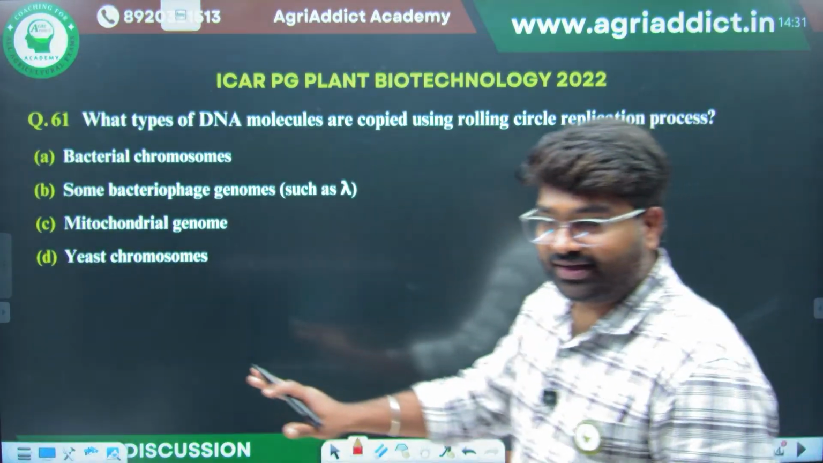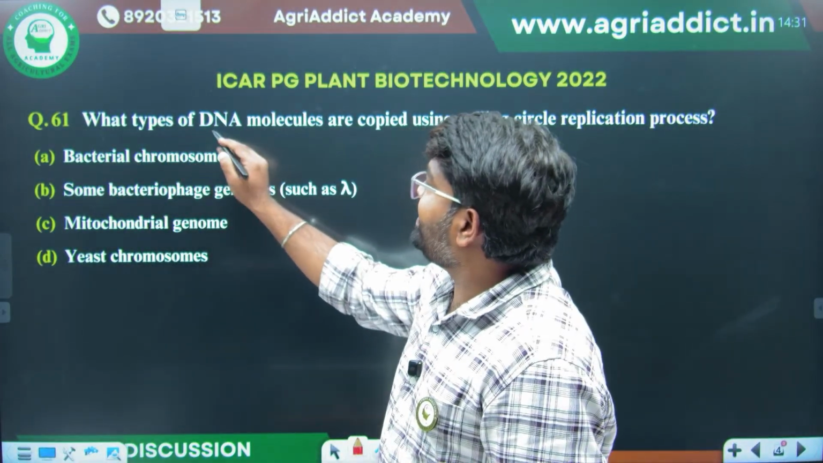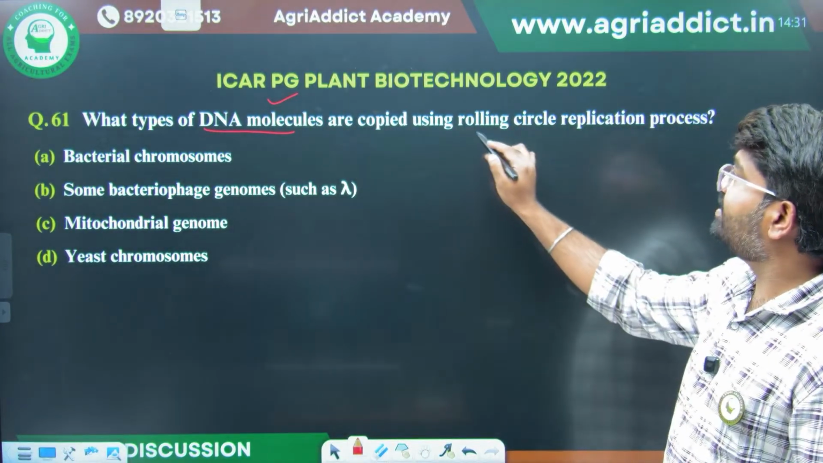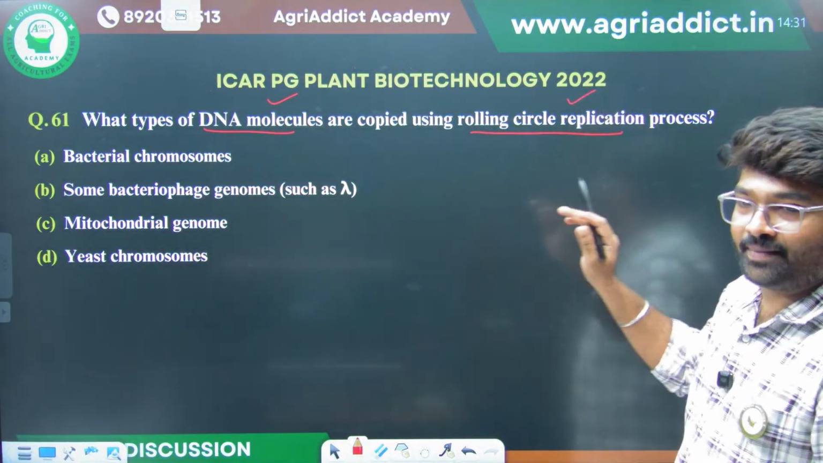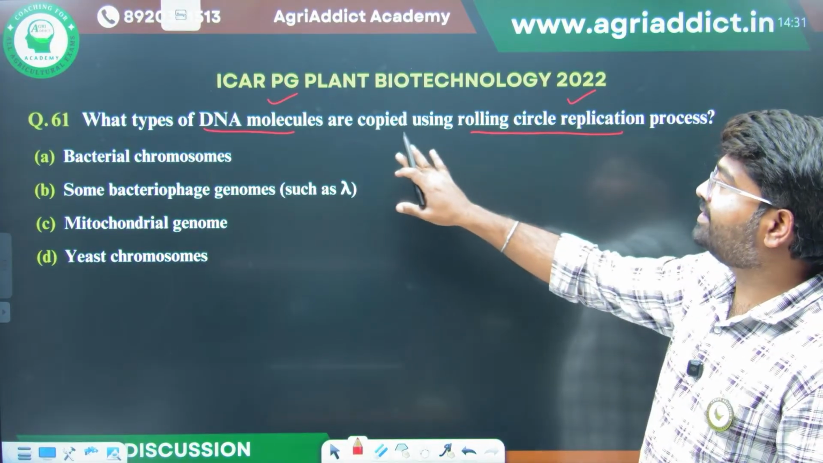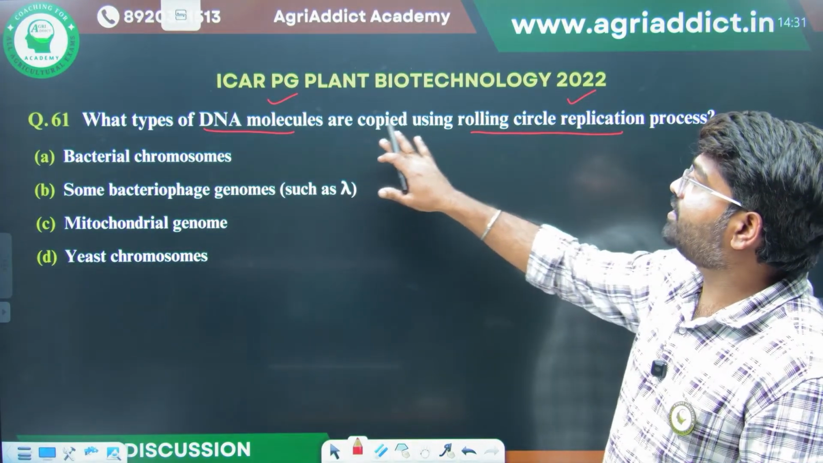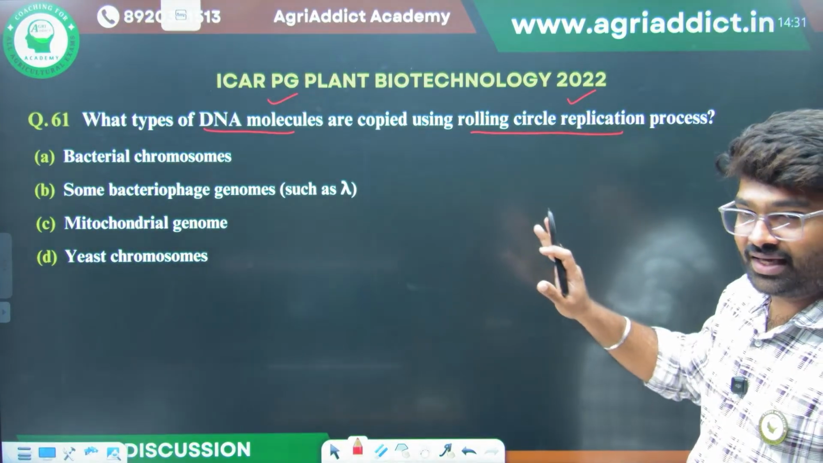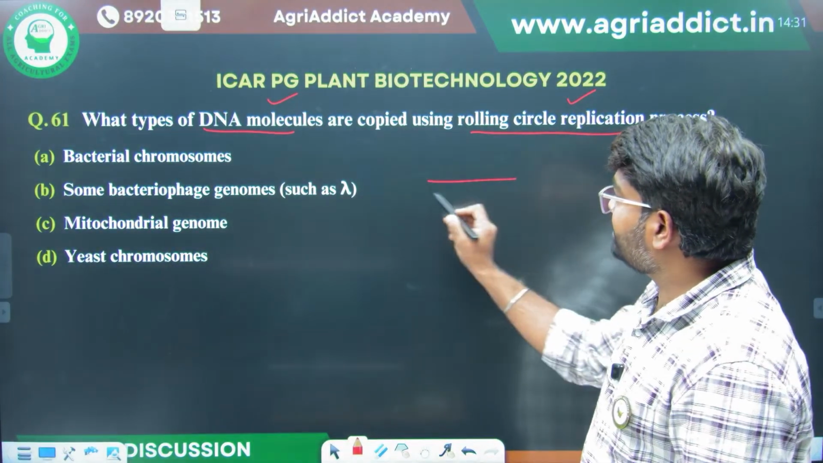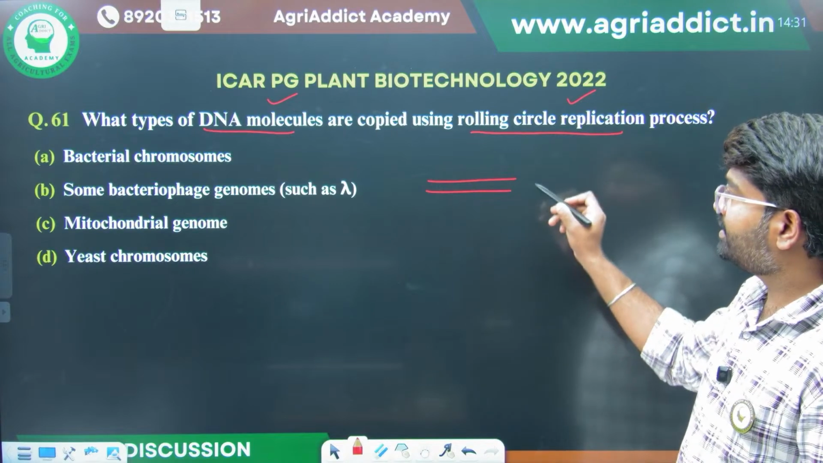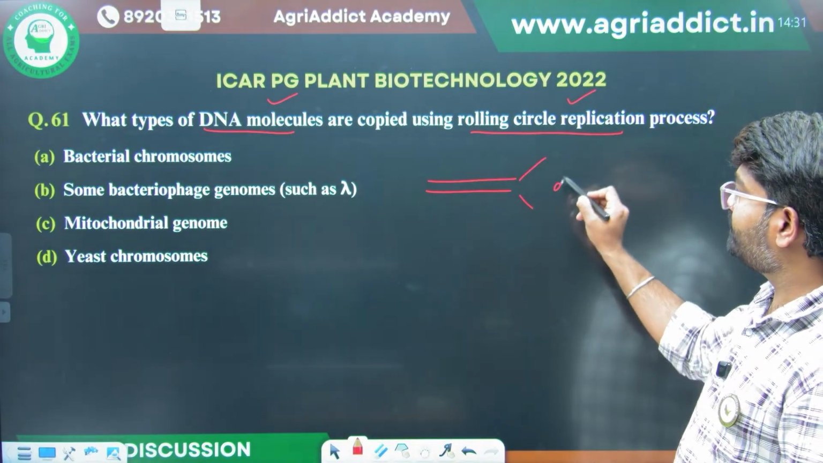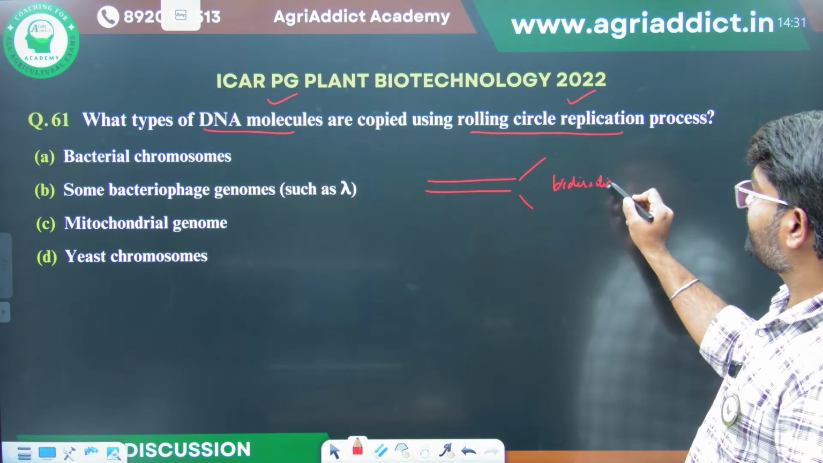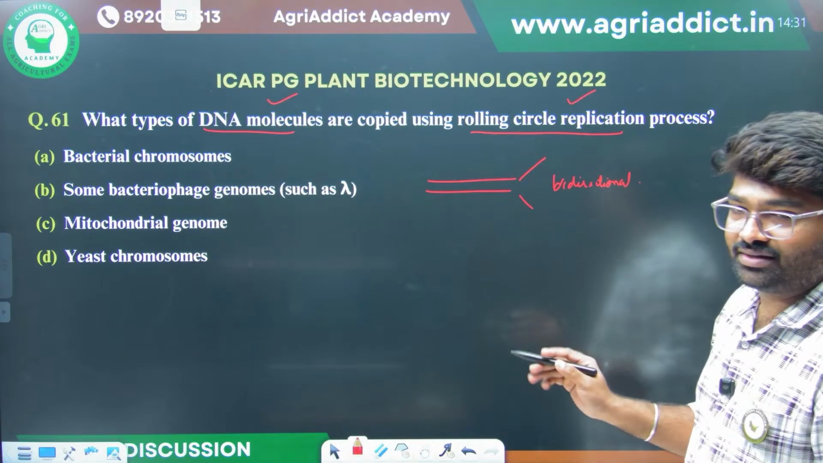First question, what are they asking? What type of DNA molecules are copied using rolling circle replication? They are asking in which type of DNA molecules the rolling circle replication process is used. If you see normal DNA, for example eukaryotic DNA, in replication, bidirectional replication will be there. Correct.